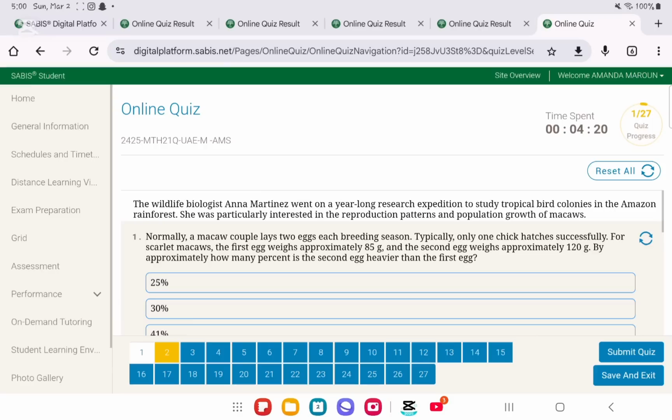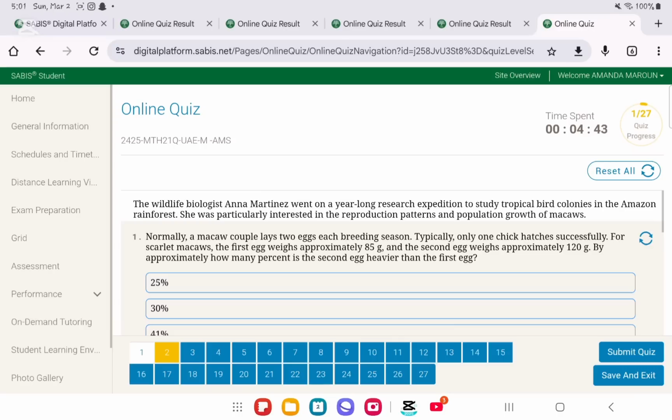The wildlife biologist Anna Martinez went on a year-long research expedition to study tropical bird colonies in the Amazon rainforest. She was particularly interested in the reproduction patterns and population growths of macaws. Normally, a macaw couple lays 2 eggs each breeding season. Typically, 1 chick hatches successfully.